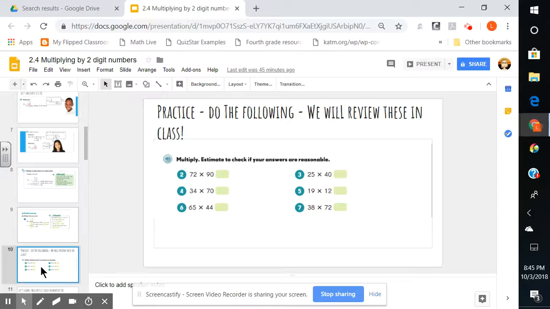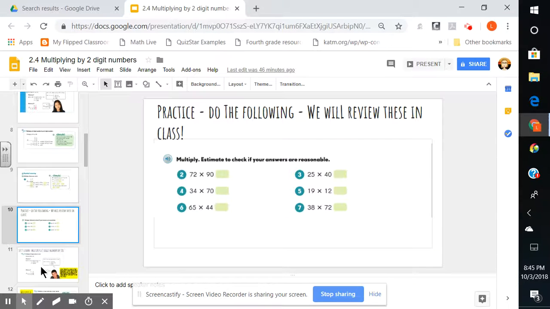I want you to practice these 1, 2, 3, 4, 5, 6, and 7 in your notebooks. I'd like you to multiply them all the new way we just learned, which is the algorithm way. And for this, you don't have to estimate every single one. If you want to, you can, but I'm making sure you at least know how to estimate. So I want you to estimate numbers 5 and 7.